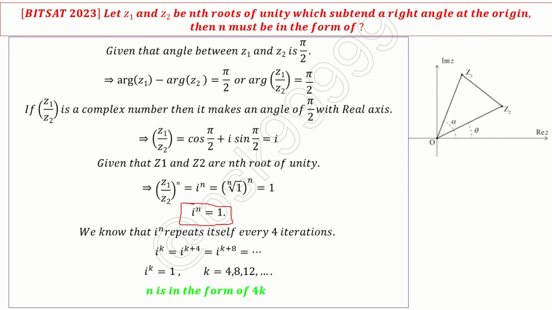When will it be 1? When the minimum power of k is 4: 4, 8, 12, and so on, which is in the form of 4k. Right? This is in the form of 4k. So n is in the form of 4k. That's the answer. Hope you understand this. Next.